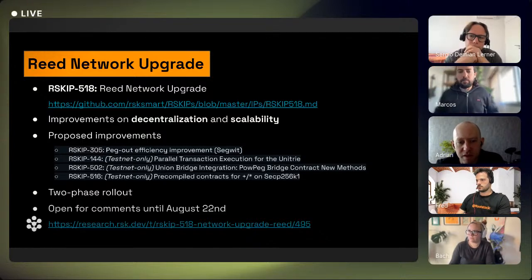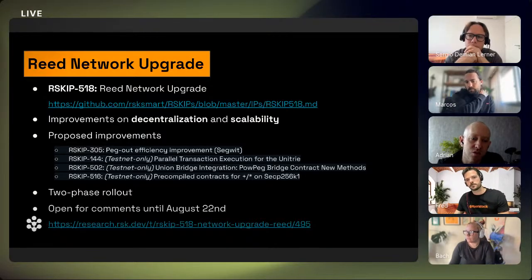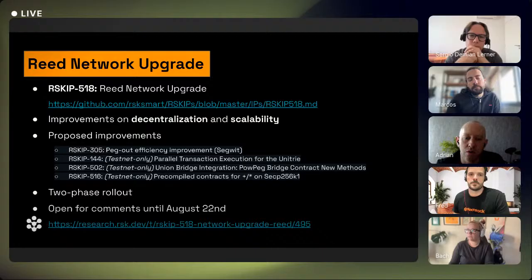About Union, it's something that we've been talking about for some time now, but not in a space like this one. And this new design or type of bridge requires 2 additional RSK IPs, 502 and 516, to be incorporated into the protocol. So we will go through them later. And on the other hand, we are looking to enhance scalability, essentially increasing the number of transactions the network can handle in a given time. And that's the focus of RSK IP 144, which will be presented by Fred.